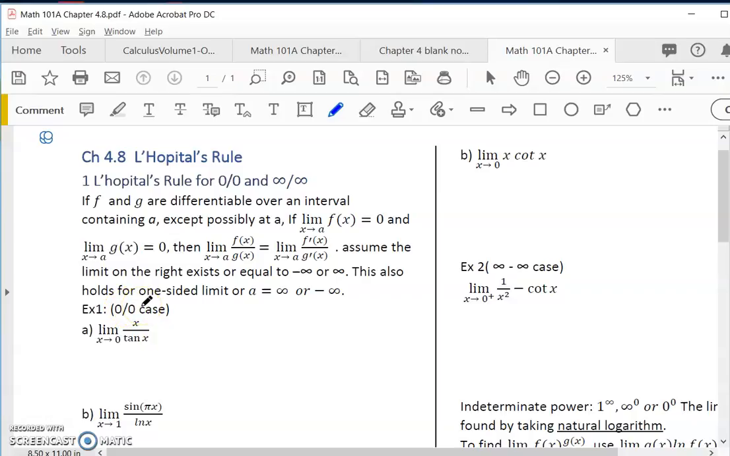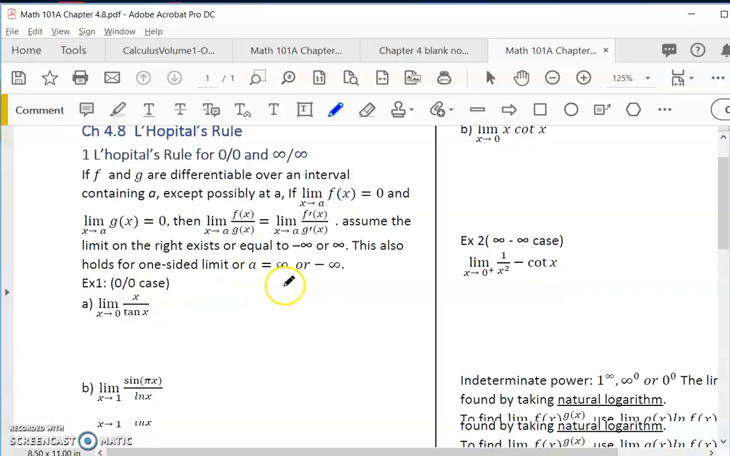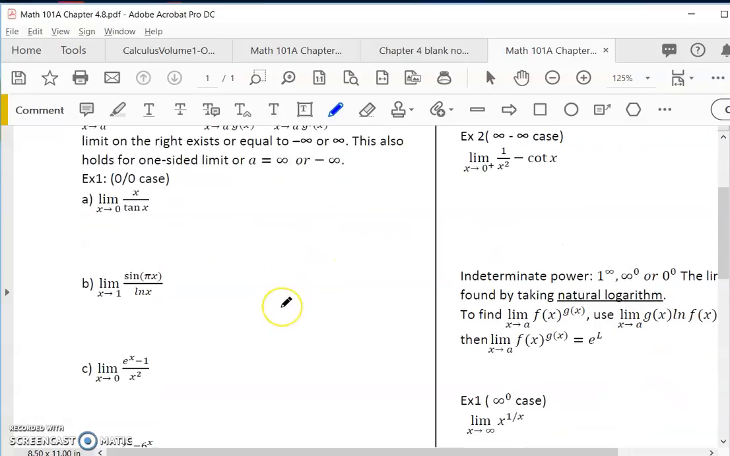indeterminate form. It has to be f of x over g of x, a ratio of two functions. You cannot just have one function. You cannot use it to find the limit as x approaches a of f of x alone. Of course, that's not going to work. So please remember to do direct substitution first to verify that it's indeterminate form before you take f prime.